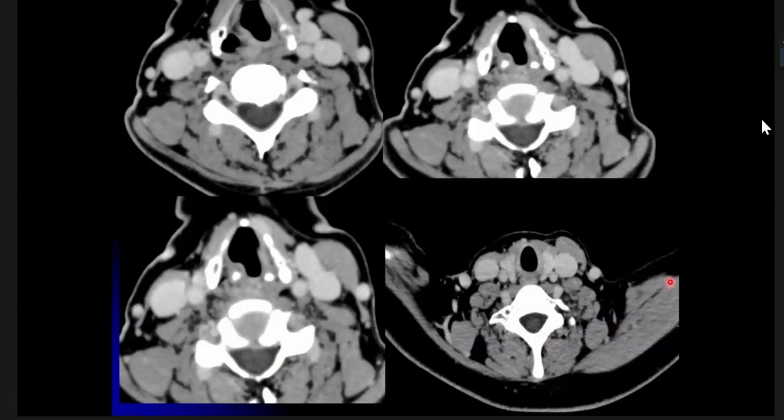This is what? Muscle bulk is more on left side, sir, whereas it looks atrophied on right side. Very good. So you have a right side sternocleidomastoid atrophy. You have a right side trapezius muscle atrophy. You have a right-sided vocal cord palsy.